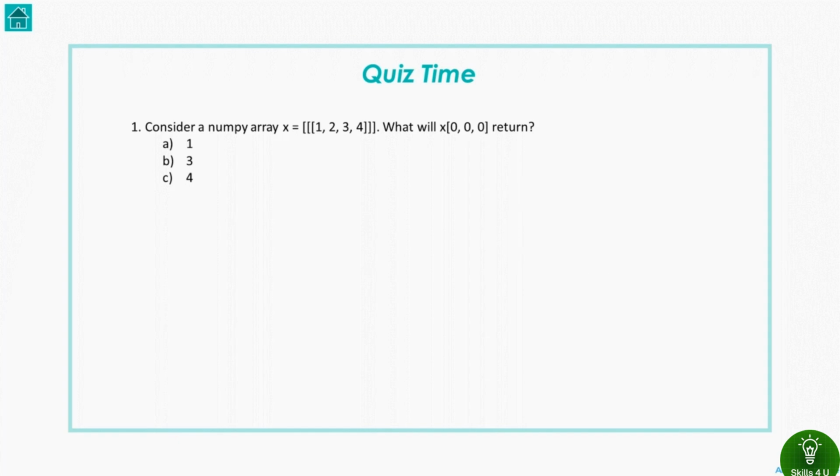Our 3D array contains one 2D array, which contains one 1D array, which contains 4 scalars. So, the first index 0 will give us the 2D array inside the 3D array. The second index 0 will take us to the 1D array inside of that 2D array. And thus the index 0 will give us the first element of the 1D array, which is 1. So, the correct answer is option A.